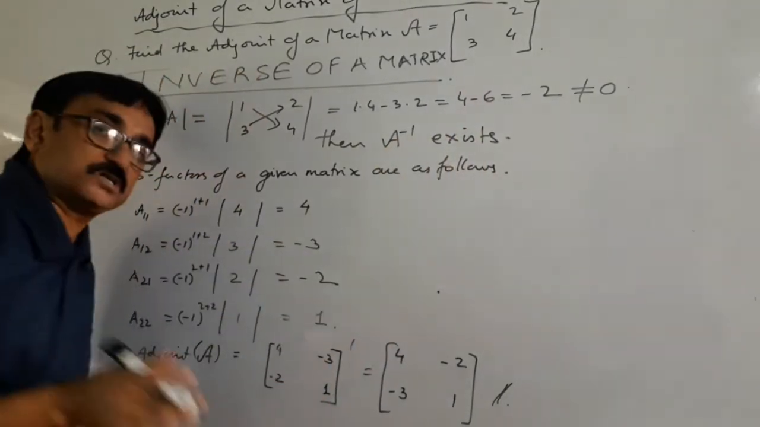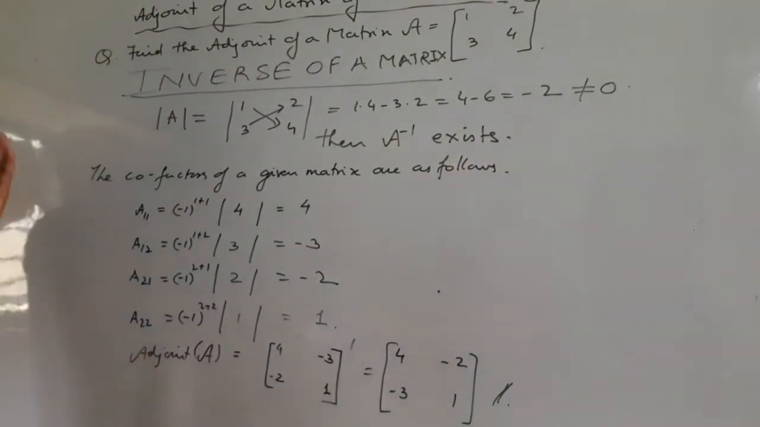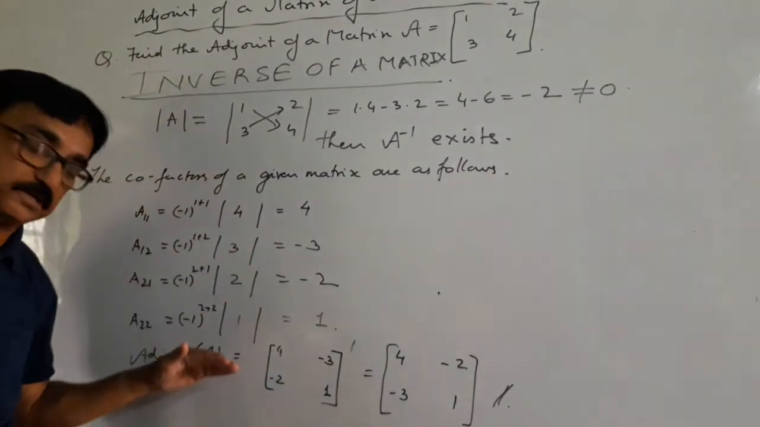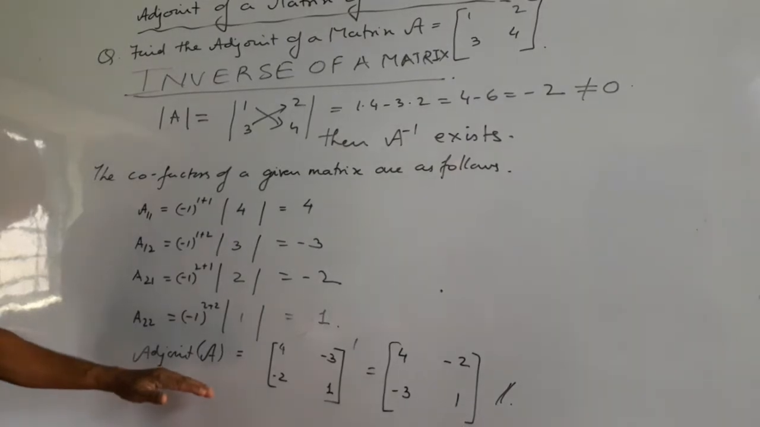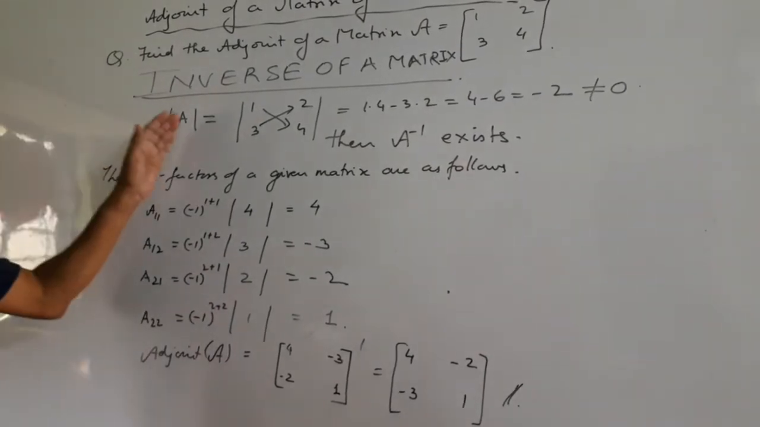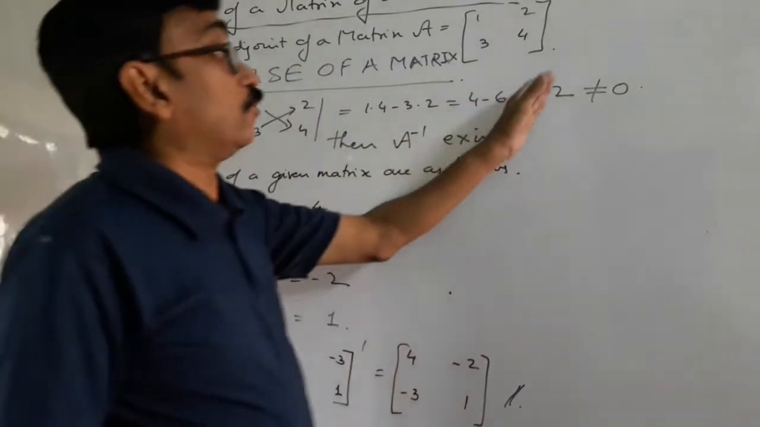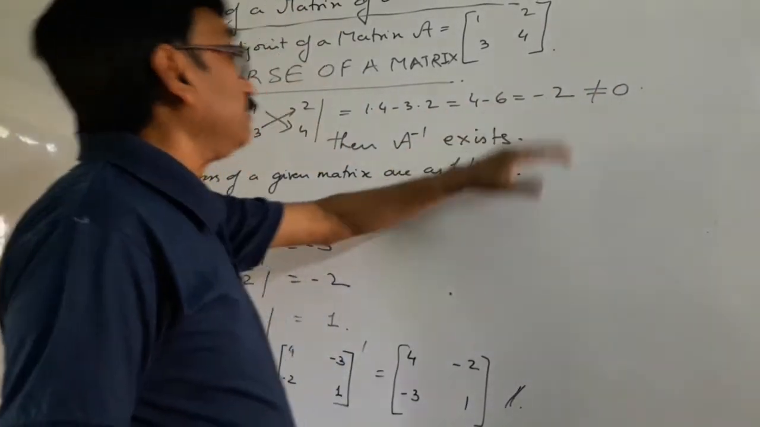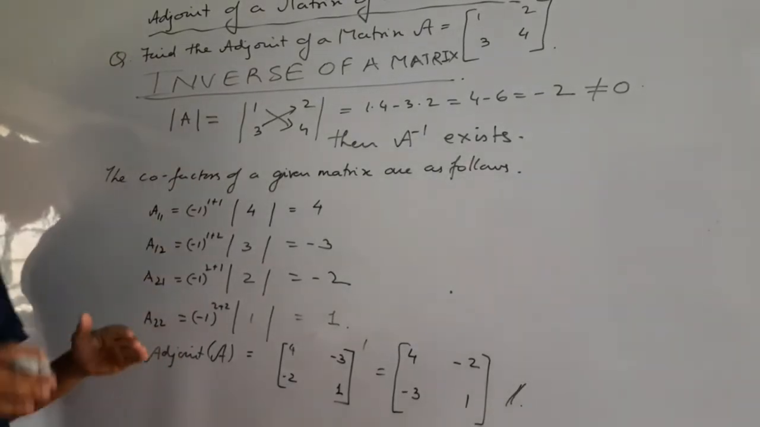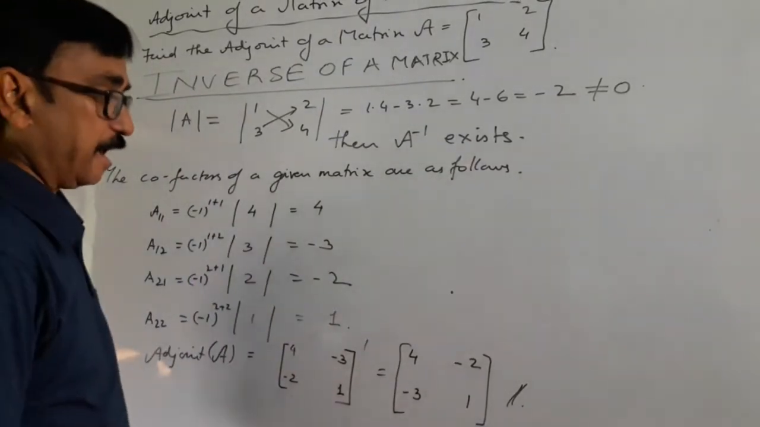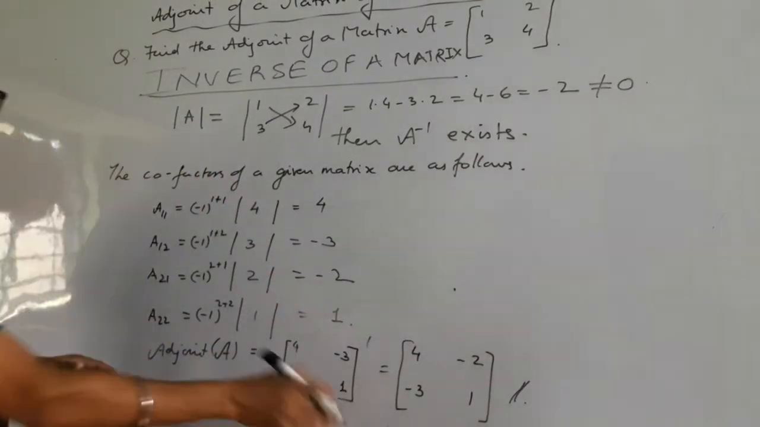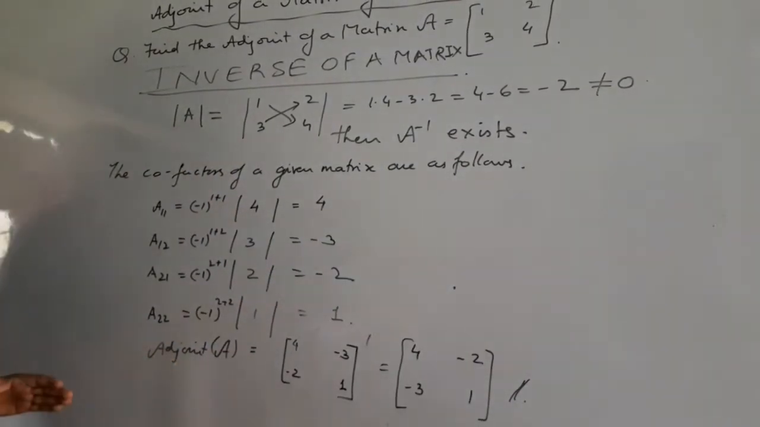Otherwise, the inverse of a matrix will not exist, and then there is no need of calculating the cofactors for that type of matrix. If we get the determinant value not equal to 0, then only we have to calculate the cofactors for calculating the inverse of any matrix. And in the same way we proceed and calculate the cofactors.